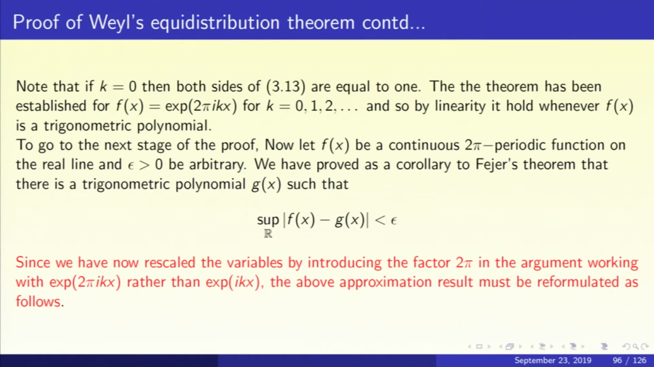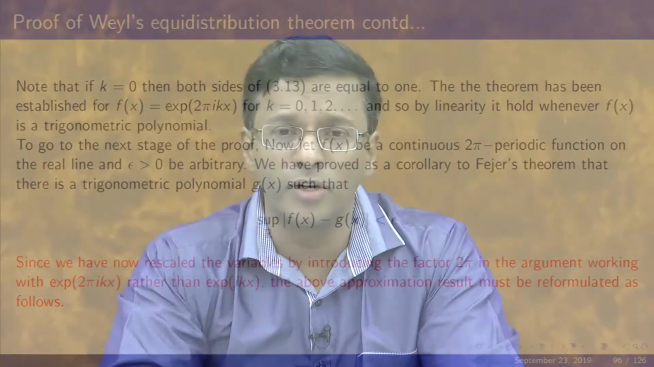Now we come to the next stage of the proof. We are going to go beyond trigonometric polynomials and go to continuous functions. How do you pass from trigonometric polynomials to continuous functions? Fejér's theorem helps us. Fejér's theorem says that if I take a 2 pi periodic continuous function, then there is a sequence of trigonometric polynomials converging uniformly to f of x.